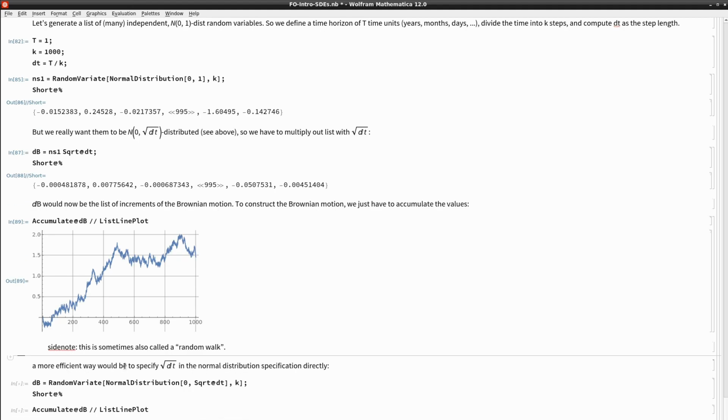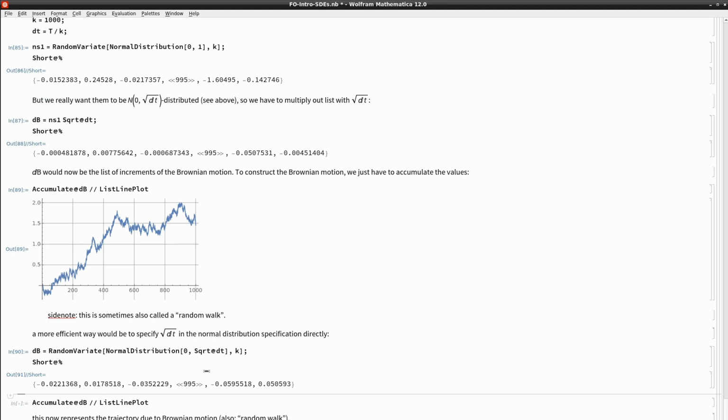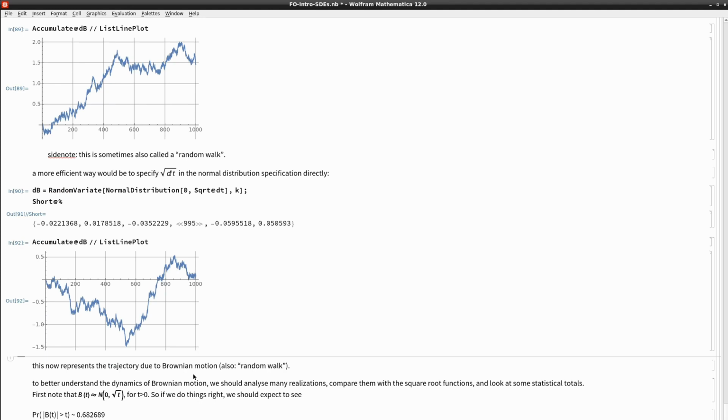And a more efficient way would be to specify the square root of dt in the normal distribution directly. So now let's create again 1,000 samples, but we're not using 1 in the generation of the samples. Let's use the square root of dt in the generation of these normally distributed samples. And let's accumulate. We're getting a different process here. Okay, and this now represents the trajectory due to the Brownian motion, also called a random walk.